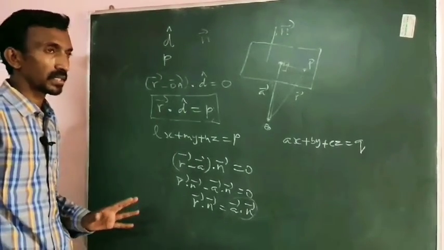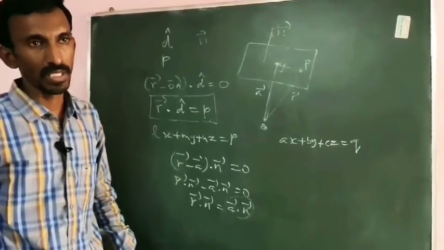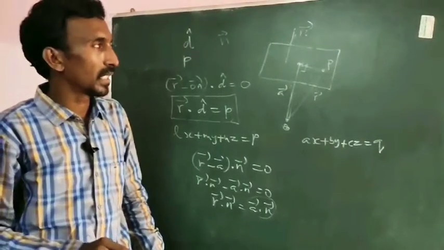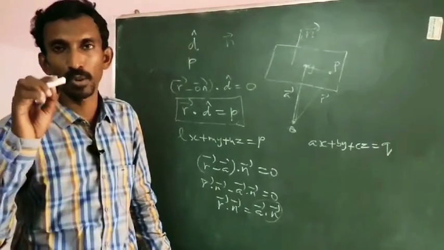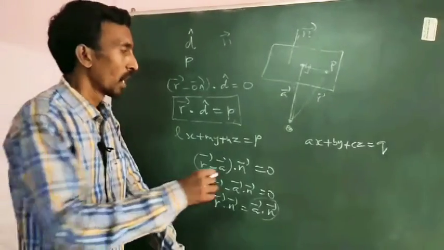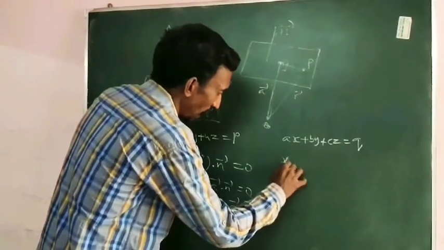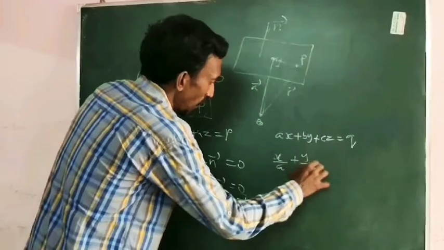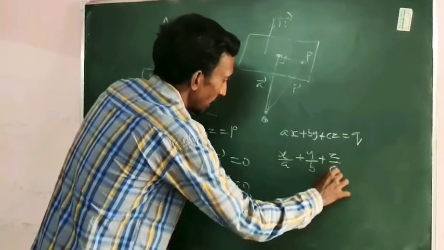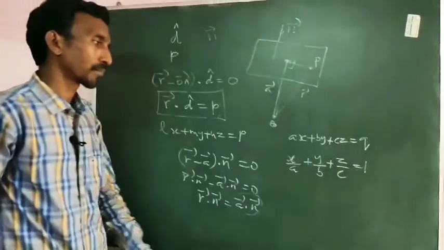The third one is the intercept form of plane equation. Already we know that the intercept form of a straight line is x by a plus y by b equals 1. Here the intercept form of a plane is x by a plus y by b plus z by c equals 1.